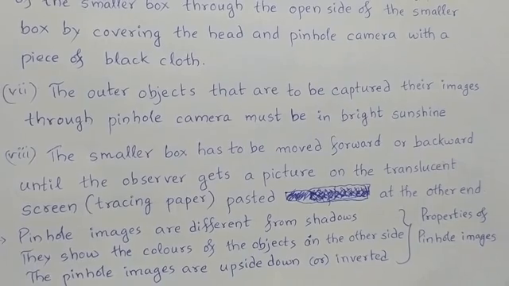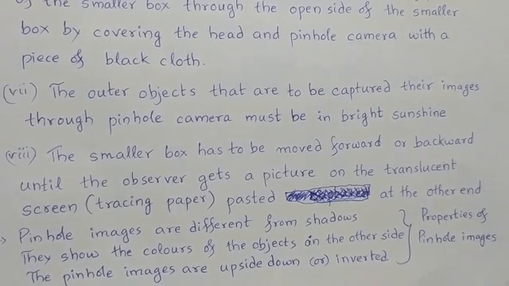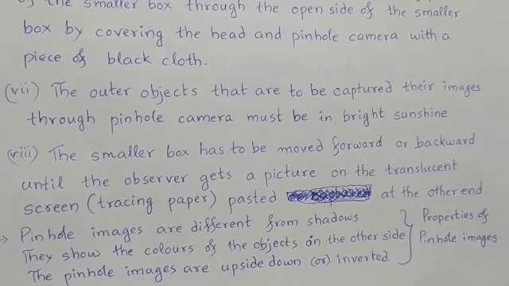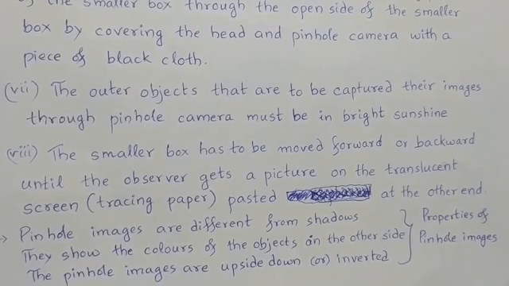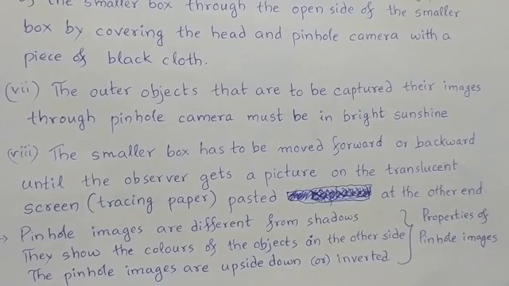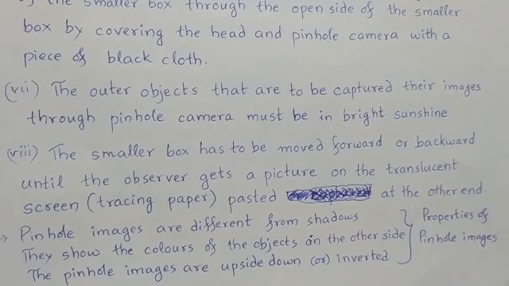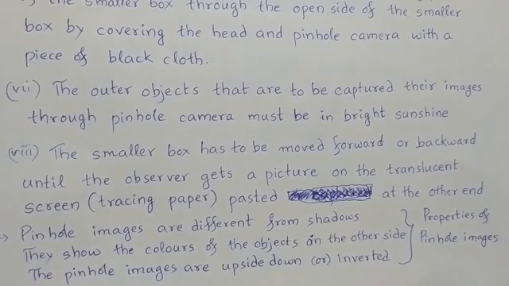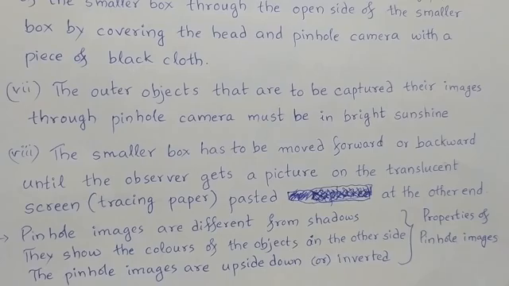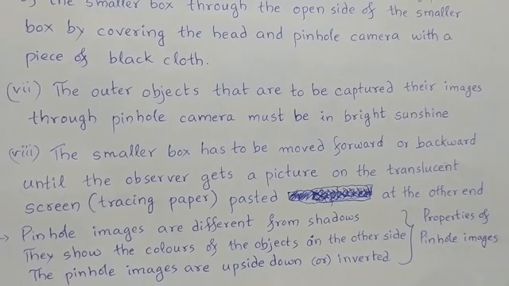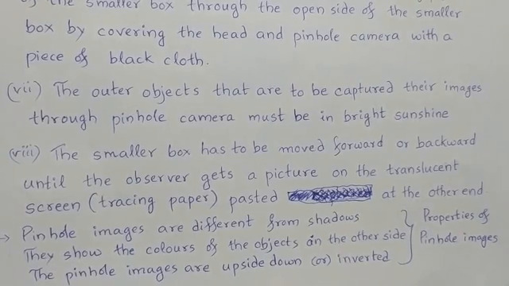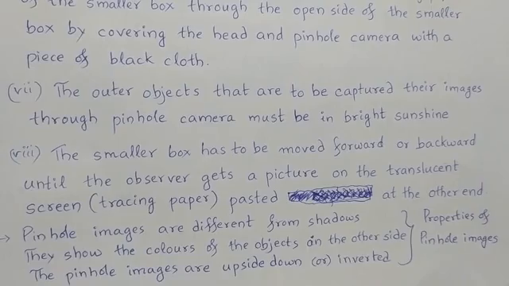What are the properties of pinhole images? Pinhole images are different from shadows. They are not like shadows. Shadows do not give colors of the objects. Pinhole images show the colors of the objects on the other side. And shadows are direct, erect, straight. Pinhole images are upside down or inverted. These are the properties of the pinhole images.